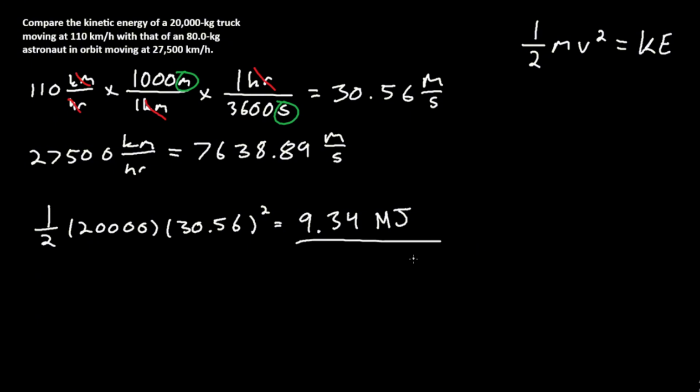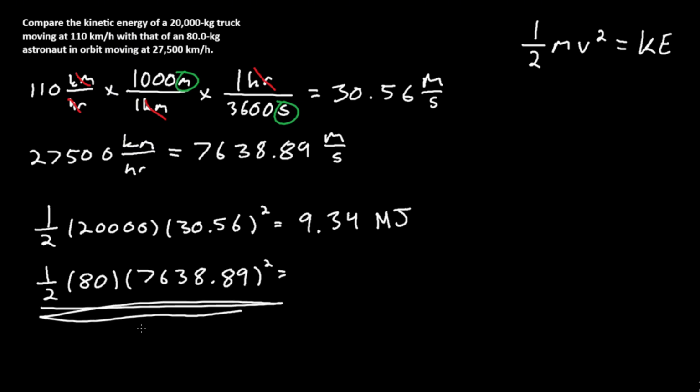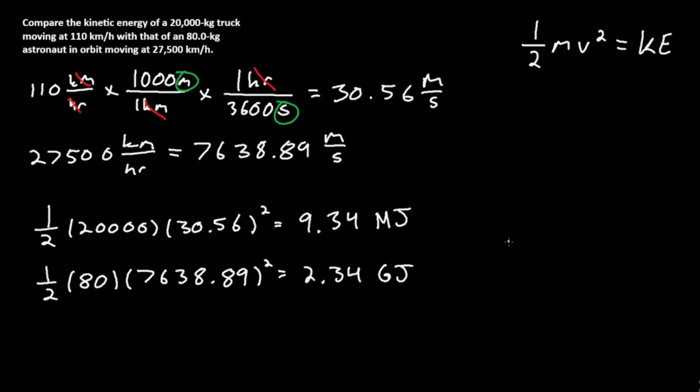So megajoules just stands for 1 million joules. So if you were to round this up, you would get a kinetic energy of 9,340,000 joules. So the formula for your astronaut is this right here, and your kinetic energy is 2.34 gigajoules.